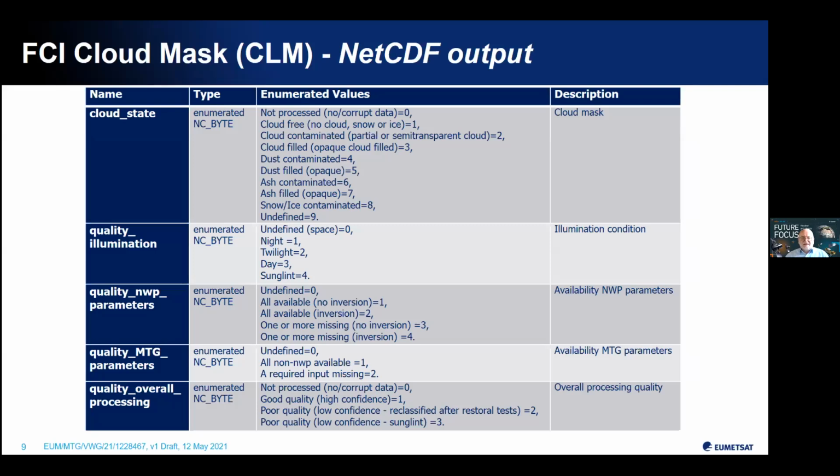We give out in the NetCDF output the following information about the cloud state, the illumination conditions, and the NWP parameters. So was it available? Was there an inversion or not? And we give, of course, some quality parameters: high confidence, for example, or reclassified by the restoral tests, or we have low confidence if we have a sunglint area.